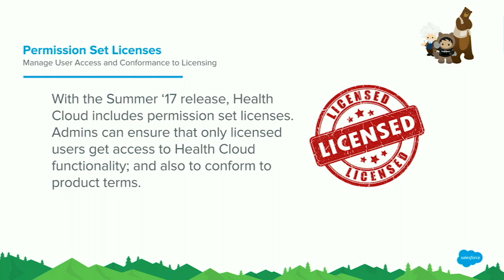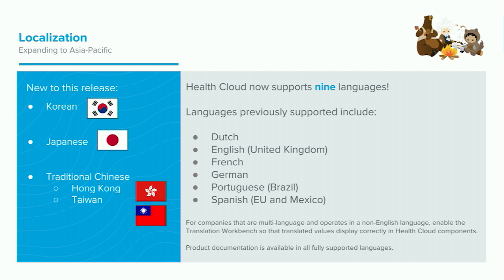As you can see, we have provided a lot of good controls, not just for users who are authorized to access the Health Cloud console, but also for admins to make sure that, from our audit perspective, they conform to the product terms and licensing conditions as well. Next, we have the addition of 3 new languages to the Health Cloud application: Korean, Japanese, and traditional Chinese, added to the existing 6 languages, in addition to the US English support. So we now have a total of 9 languages supported for Health Cloud.